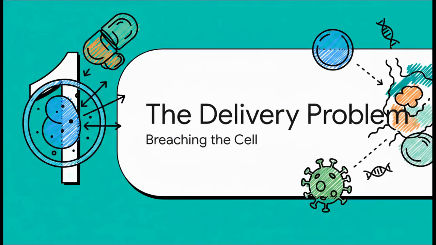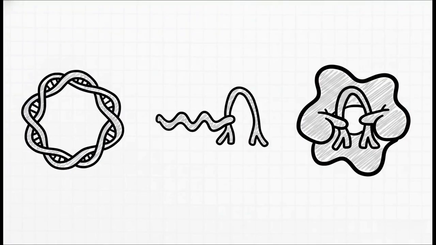Section 1. The delivery problem. Finding the right delivery vehicle is completely indispensable for any successful experiment or clinical therapy. But before we can load our cargo into that vehicle, we have to decide what form the cargo actually takes. CRISPR components are typically delivered in 3 main molecular forms. First, as DNA on a circular plasmid. This enters the cell and requires the cell's own machinery to transcribe and translate it into Cas9.